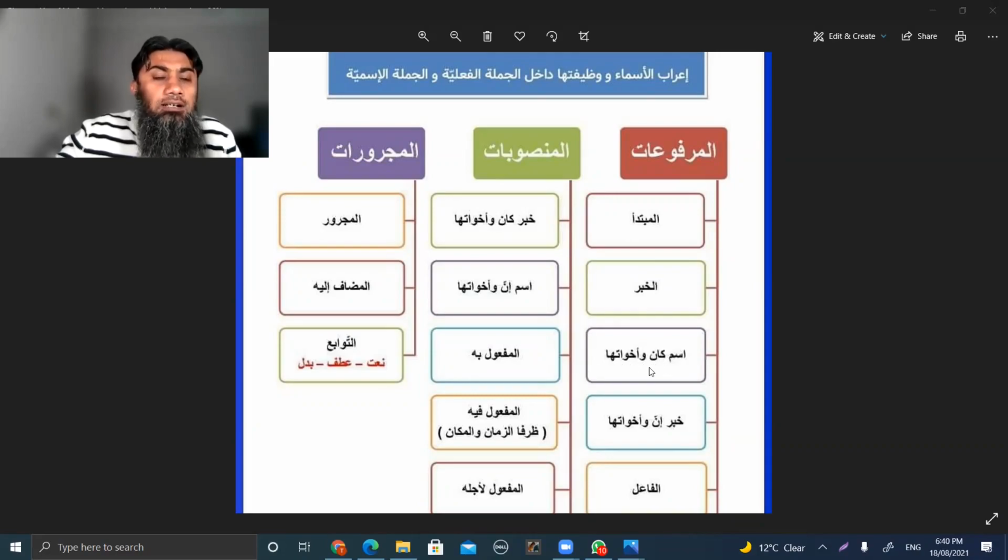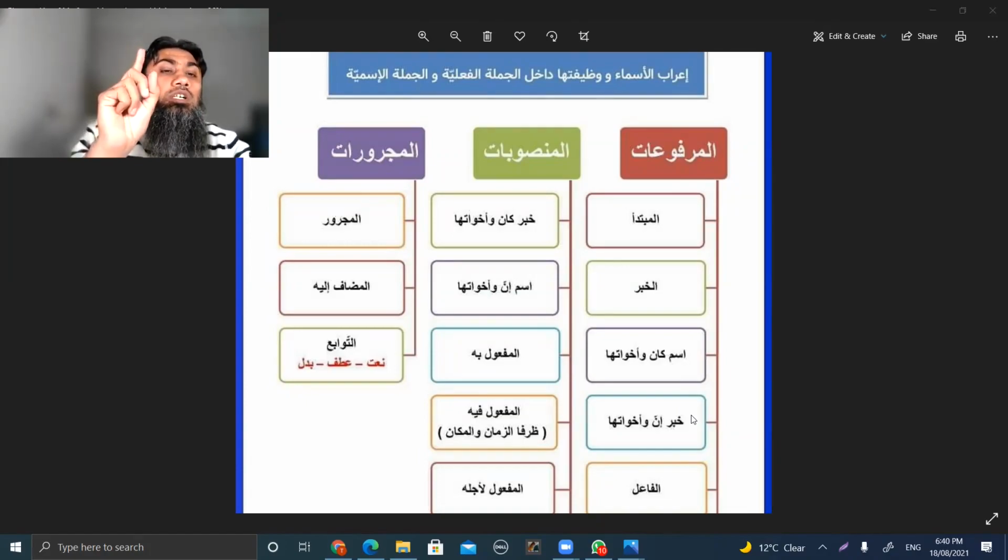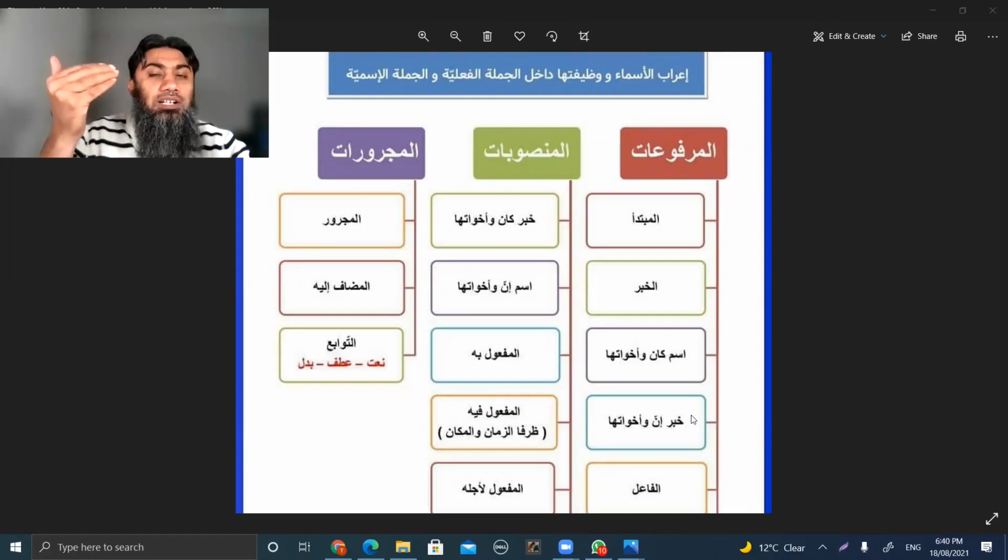As we know inna and the family of inna, likewise kana has its family as well. We have not discussed the rest of the members of this family. However, we have discussed the concept of kana. So the ism of kana is in rafa status. For example, please pay attention. Kana Allahu ghafuran rahiman. Kana Allahu, Allah is the ism of kana.